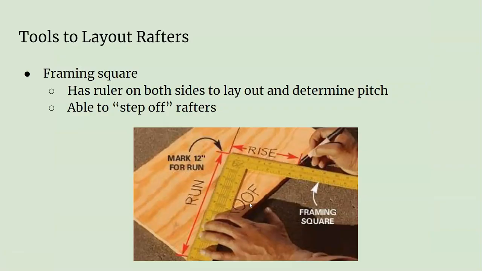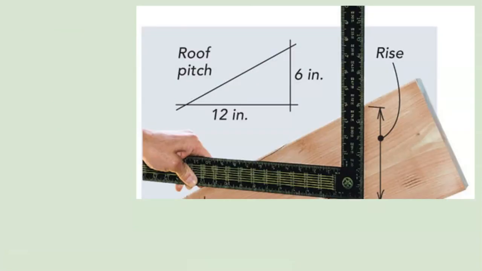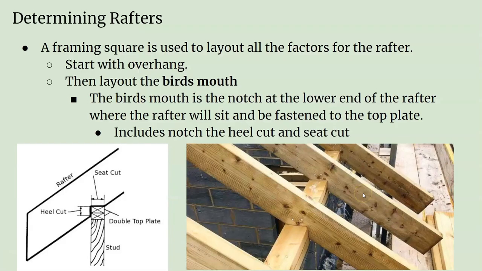All right, so you use a framing square, and we're going to step off the rafters. All right, so you kind of mark and set, so it'll be 6/12 pitch, so it'll be 6 inches over here, 12 inches over here, and then you draw your line here.